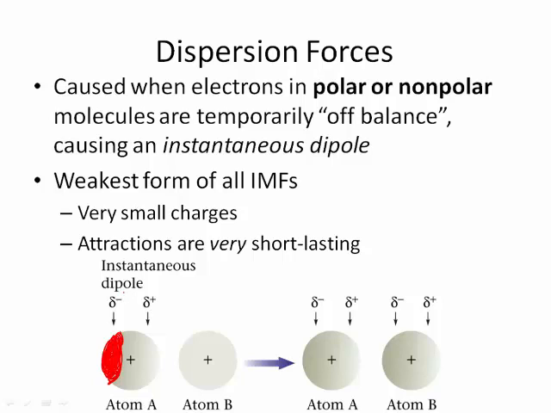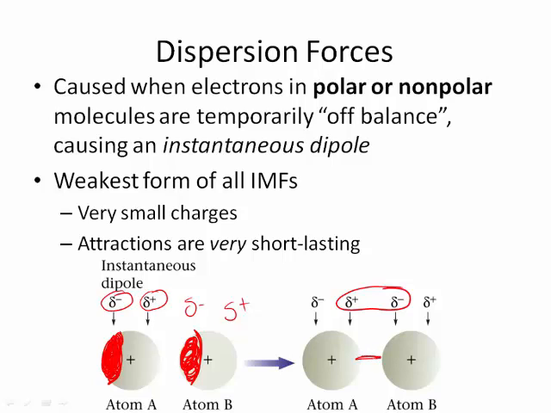So that's how we get this small partial negative charge, and the other end that doesn't have many electrons will be a small partial positive charge. And when that happens, that can also cause atom B to be off-centered. So then atom B's electrons will become off balance, where you have a slightly negative end and a slightly positive end. Now, notice that you've got your positive and your negative ends that are close to each other.